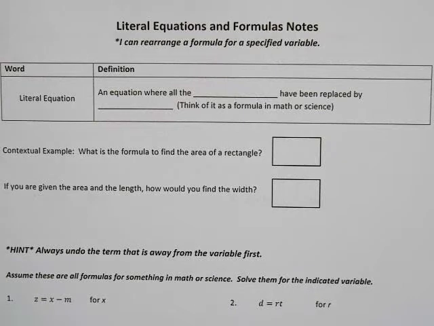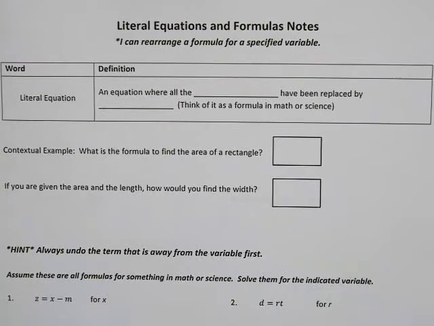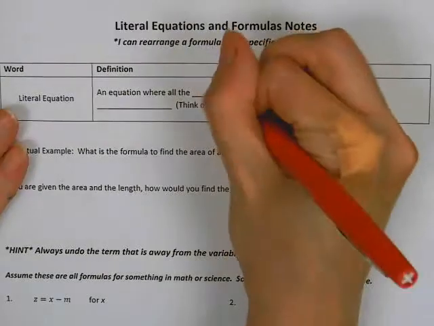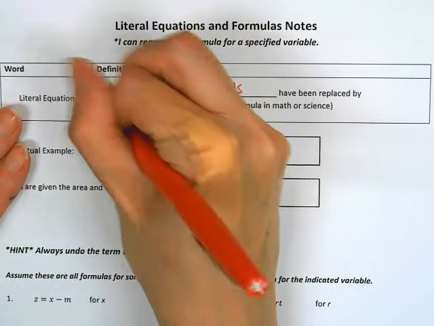Alright, guys, today we're going to talk about formulas. So formulas in math and science, and we're going to rearrange them so we can solve for a certain letter. Formulas are just called literal equations. It just means where all the numbers are gone. So the numbers are gone and they've been replaced by letters.